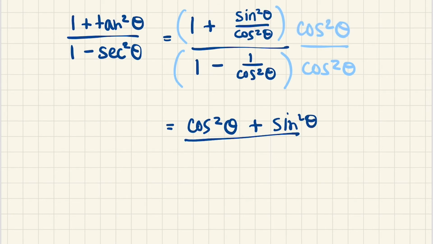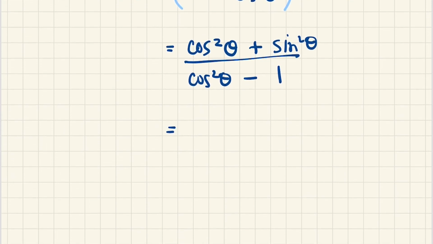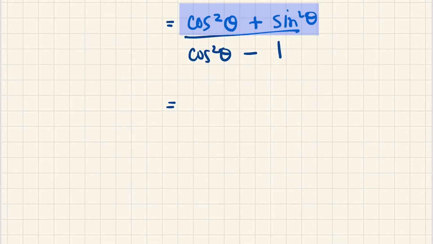On the bottom, we have cosine squared times 1, which is cosine squared. And here we have cosine squared times 1 over cosine squared. Again, the cosine squareds cancel, and you get 1. Okay, so now let's continue to put our attention on this expression. Oh, look, the numerator is cosine squared plus sine squared, so that's just 1.